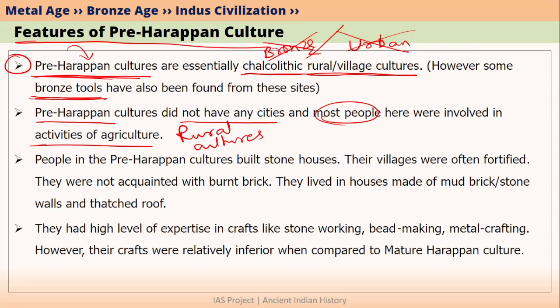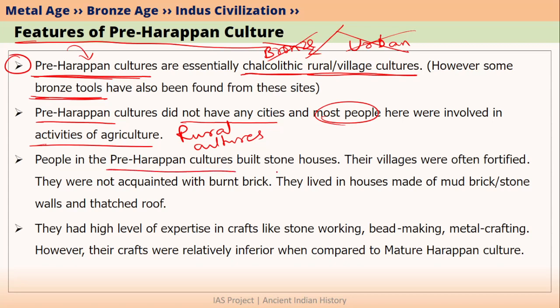Because in order to call any culture an urban culture, those people must live in cities and must practice important occupations other than agriculture. But this was not the case in pre-Harappan culture. Pre-Harappan culture people were not living in cities, they were living in villages. Moreover, those people were mainly involved in agriculture.